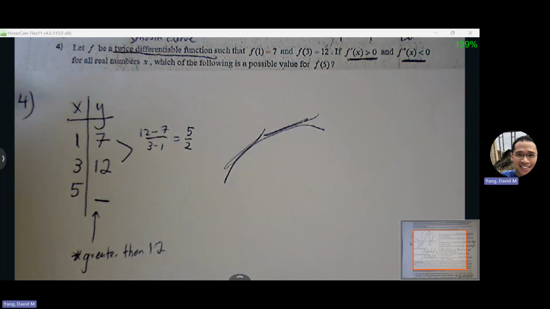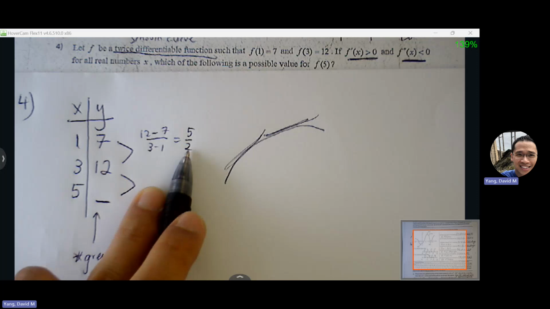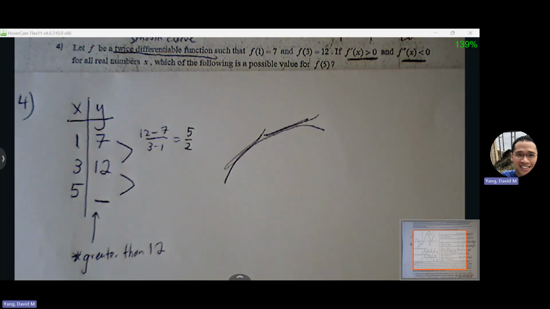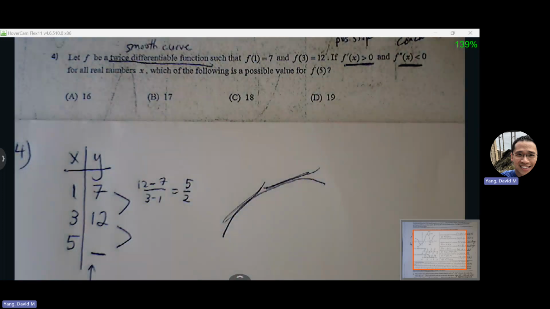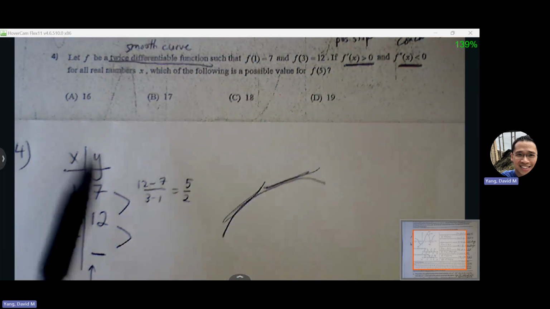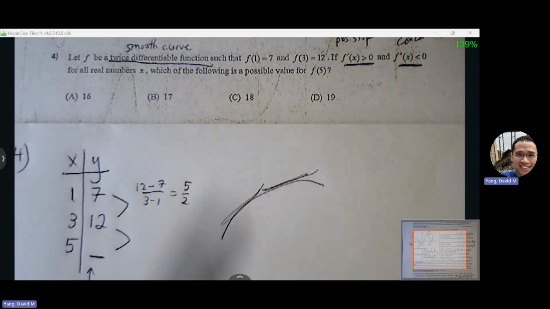What that means is this slope here has to be less than 5/2, right? Because my graph is going to do this. It's going to be a positive slope, but if it's concave down, it's going to have to move towards 0. So given all these numbers here, all these numbers are greater than 12, so positive slope, but only one of these will allow us to actually create a slope that is less than 5/2.